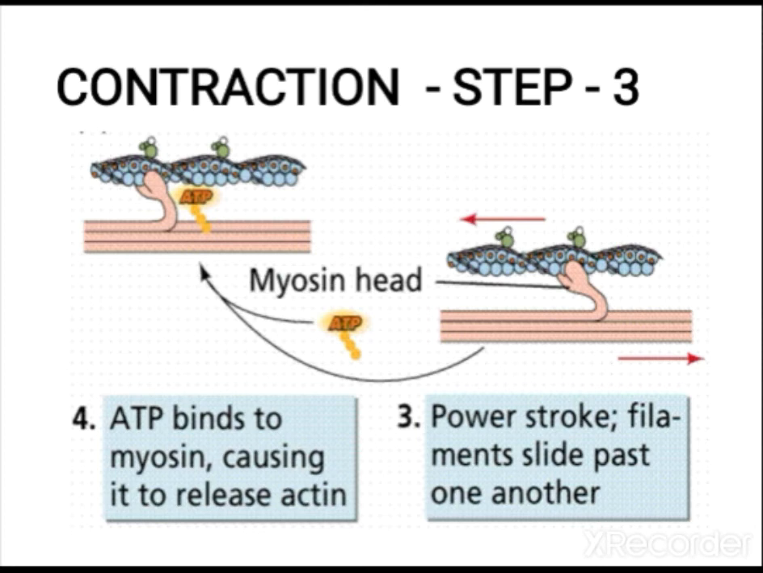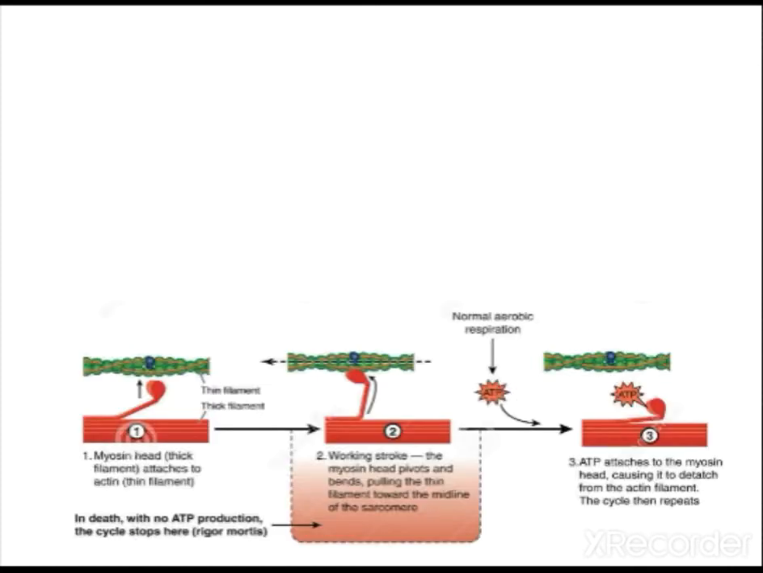Later, when the movement has to be stopped, ATP binds to the myosin, causing the release of actin from it. So this is the step. The myosin head, the thick filament, attaches to actin. This is the working stroke. Then the final stroke: when ATP comes and attaches to the myosin head, it causes it to detach from the actin filament. Once again it comes back and the cycle can be repeated.